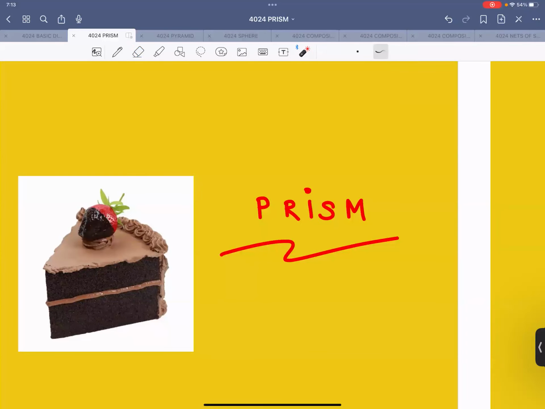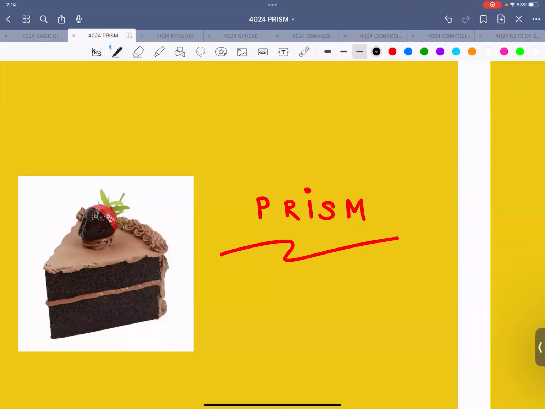Let's start with the concept of 3D figures, which are a prism, something like this piece of cake. Now, why is it a prism? What defines a prism? A prism has a cross-sectional area which remains the same throughout the figure. Now, this shape over here, that is the same shape at the end. Naturally, we cannot see it because we cannot see the other side.